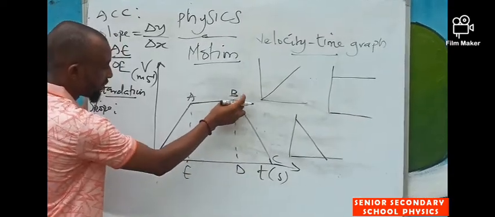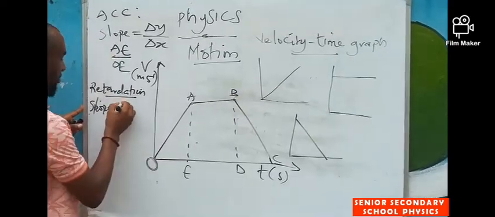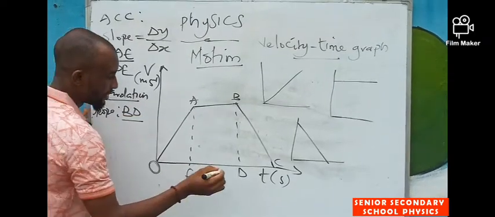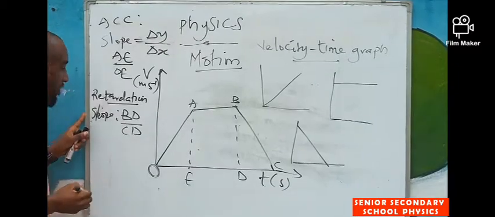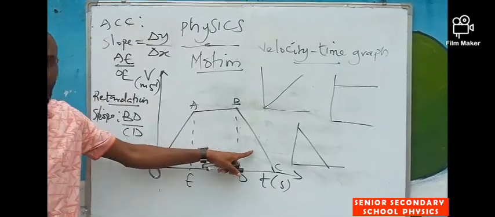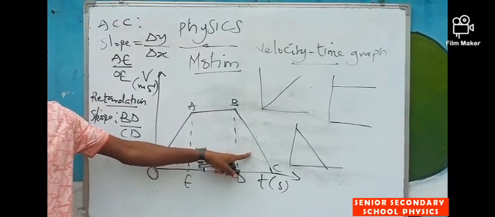That is going to be change in y, which is BD, all over change in x, which is CD. So with this now, we are going to determine the retardation from the graph. So that's by the way.